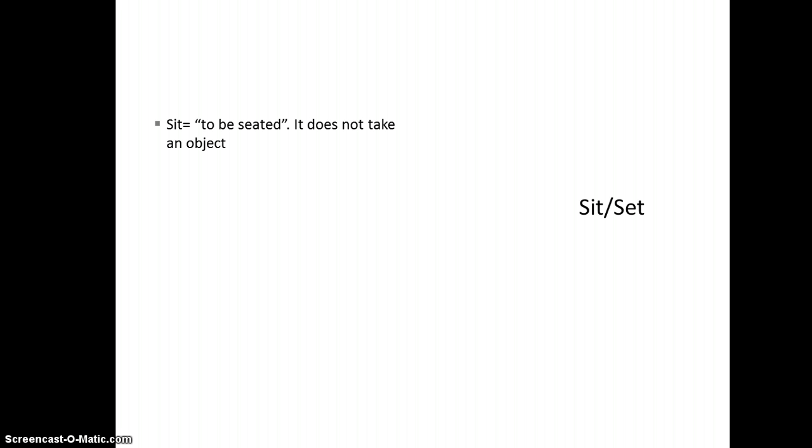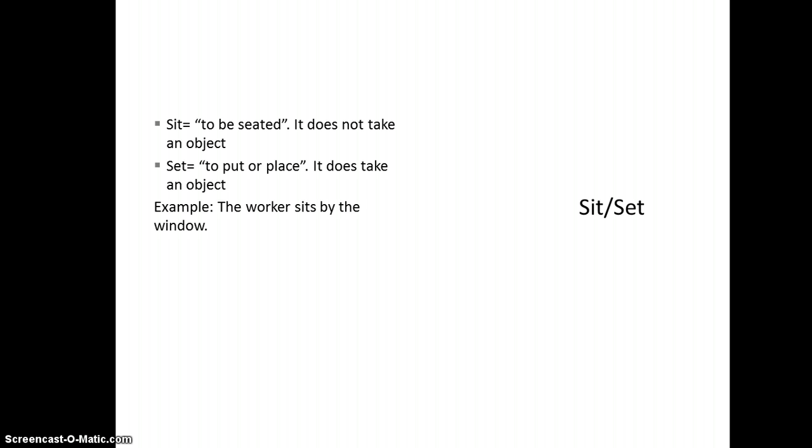The next set, and lie and lay is probably the most difficult. But sit means to be seated. It does not take an object. Set is to put or place, and it does take an object. So examples, the worker sits by the window. Subject is worker. The verb is sits, by the window is your prepositional phrase. He sets the mop near the window. He is the subject. Sets is the verb, and mop would be the object. And again, near the window is your prepositional phrase.